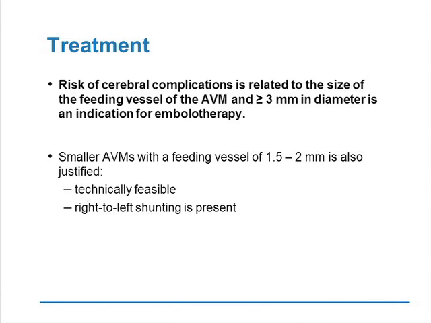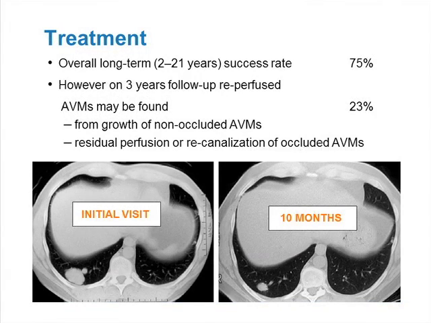However, treating smaller AVMs with a feeding vessel of 1.5 to 2 millimeters is also justified sometimes if it's technically feasible, or if the patient has symptoms from it. So what's the success of treatment for this? Overall long-term success up to 21 years is quite good, up to a 75% success rate in keeping these down.